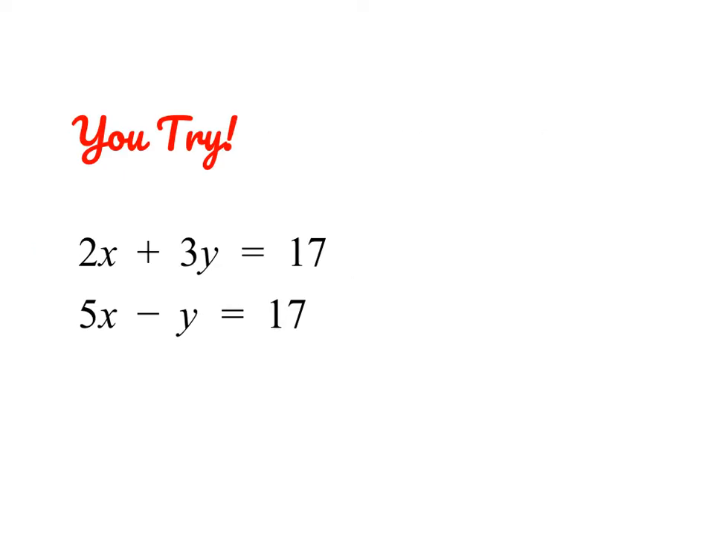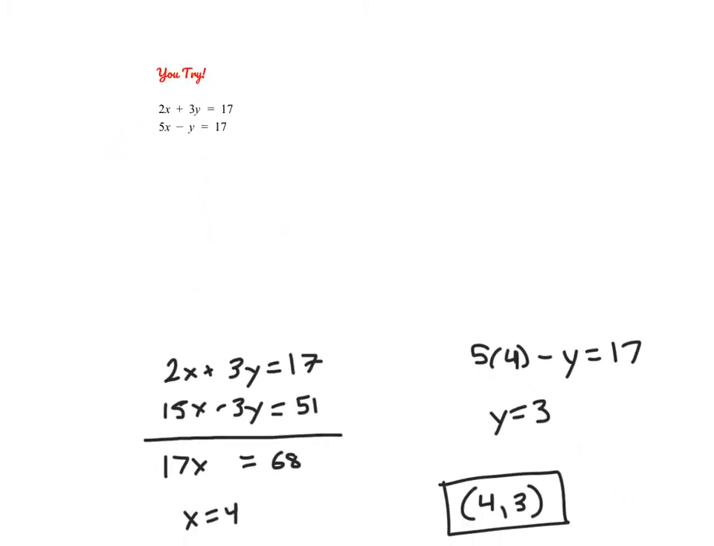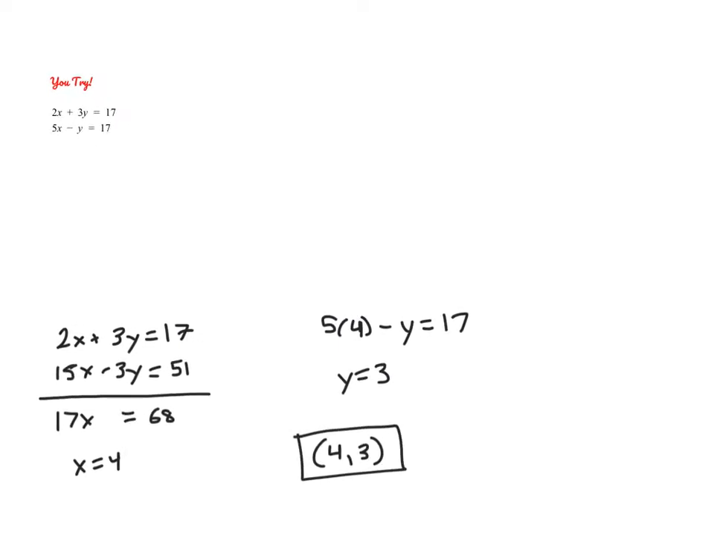Alright, so go ahead and pause the video and give this problem a try. Okay, so you can see here that I chose to eliminate my y value, so I multiplied the second equation by 3, and then you get x equals 4 and y equals 3.